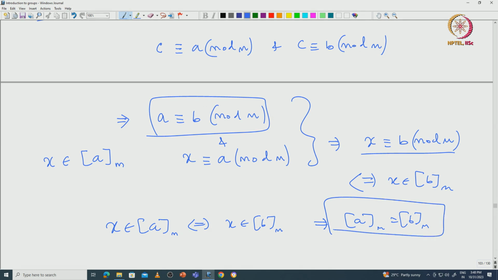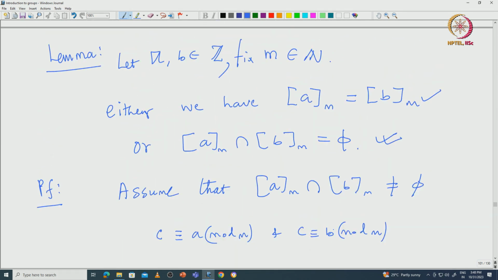So that means if I take two residue classes, either they are equal or their intersection is empty, and they are completely disjoint.